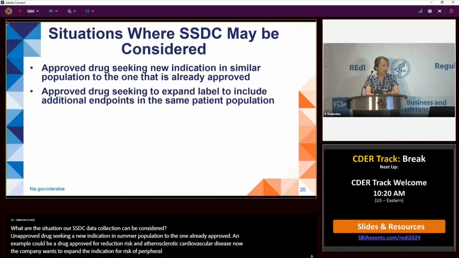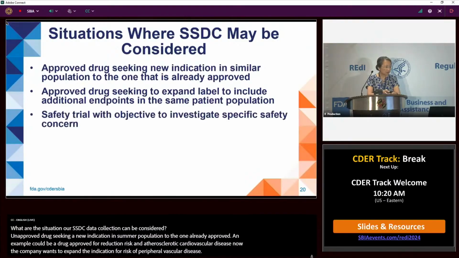Another situation could be an approved drug that's seeking to expand the label to include additional endpoints in the same patient population. So an example, let's say a drug that's actually approved for the reduction in hospitalization due to heart failure. And now they actually want to come in, in that same population, to get some claim with respect to a patient-reported outcome, some quality of life claim in the label.